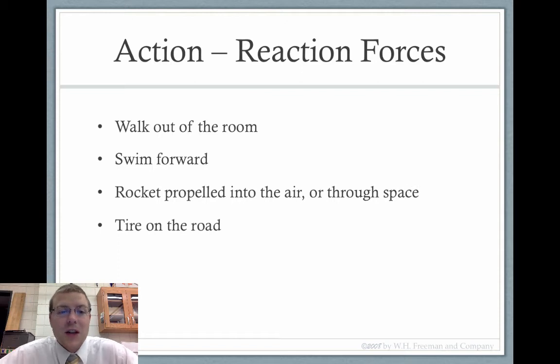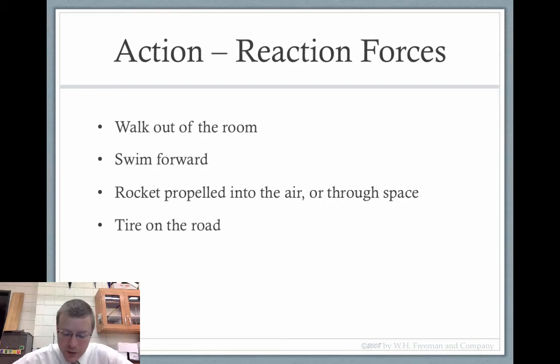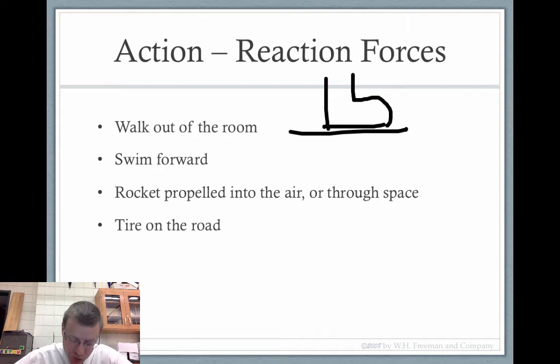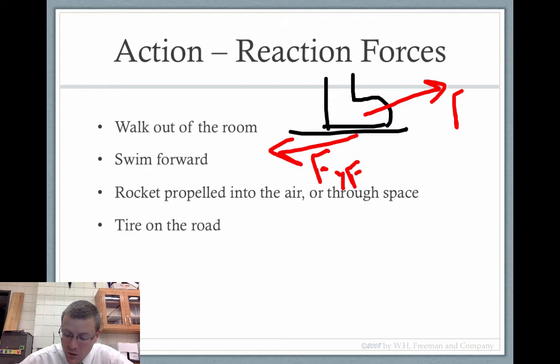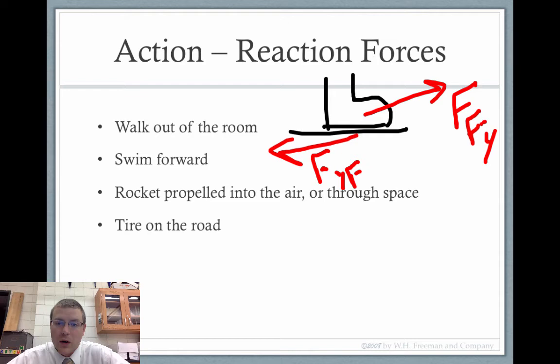So we have 3 scenarios that I'd like to go through with you. I'll draw them out for you and show you where this third law pair comes from. For scenario 1, walking out of the room. If I wanted to use my feet to walk out of this room, what I would have to do with my shoe is push backwards on the floor. That's you pushing on the floor. The equal and opposite reaction is that the floor pushes you forward. So if I push on the floor, it then pushes me forward.